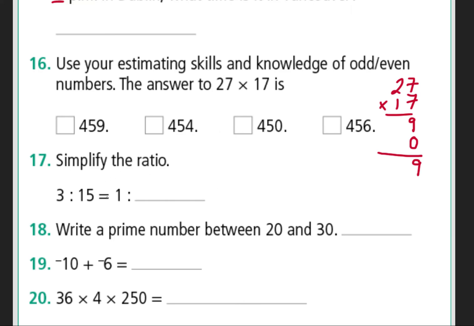Now, simplify the ratio here. 3 is to 15. Well, 3 goes into that once, and you get 1 here. And 3 goes into 15 how many times, and that'll give us the ratio of 1 is to something here.